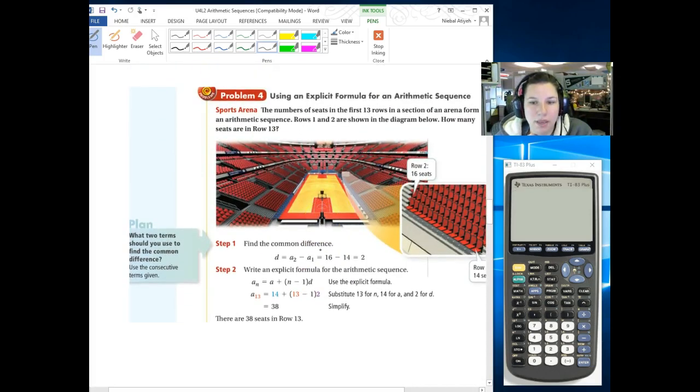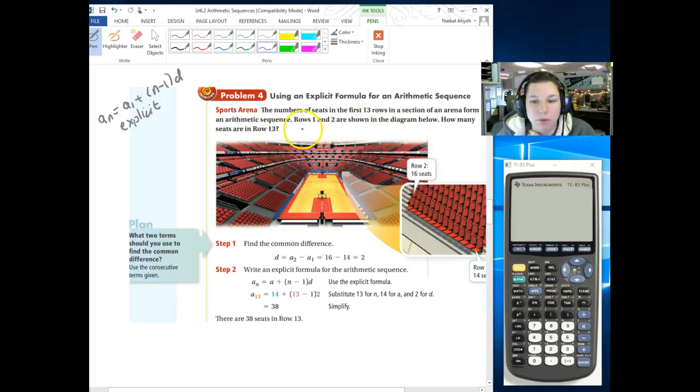Example 4 is a word problem. The number of seats. You're going to see a couple of these on your quizzes and tests. The number of seats in the first 13 rows in a section of an arena form an arithmetic sequence. So once you see arithmetic sequence, you know that you can use the formula sheet. We know what our formula is going to look like. This is the explicit formula. Okay. Rows 1 and 2 are shown in the diagram.